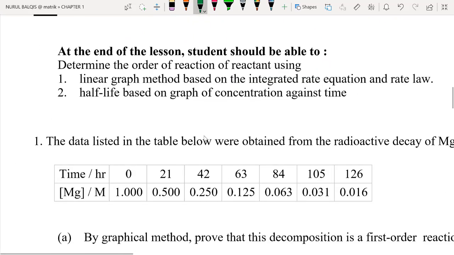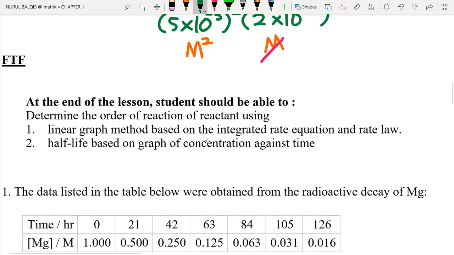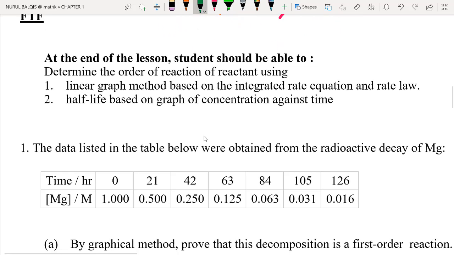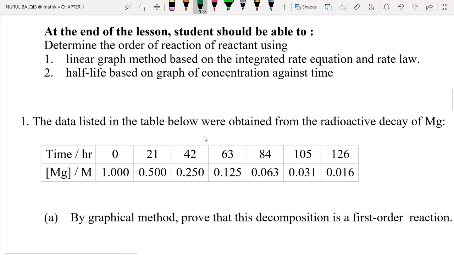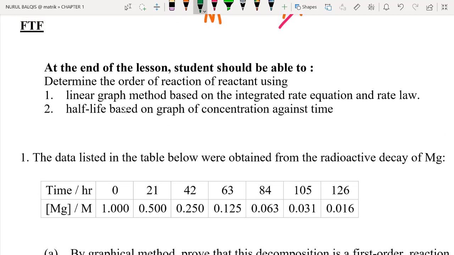Okay, now proceed with face-to-face questions. So this is kind of new thing for you because it's your first ever time finding order of reactions by using the graph method. So we have two types of graph, and it depends on the question whether you need to do the linear or half-life graph. If the question already tells you that they want half-life, then you can simply choose to do the half-life graph. But if the question asks you for a linear graph, then you have to do the linear graph method. So it all depends on the question and the information given in the question.